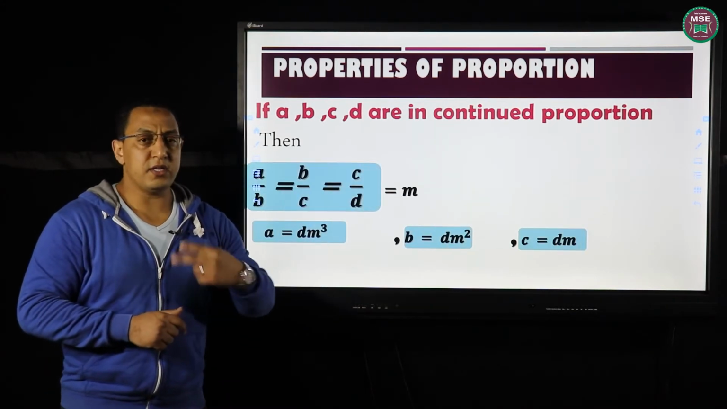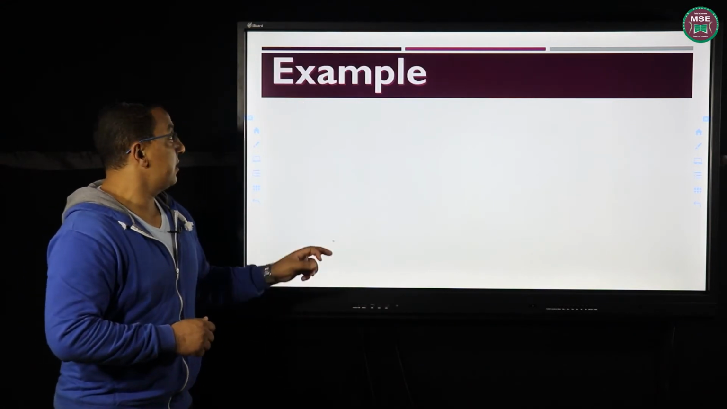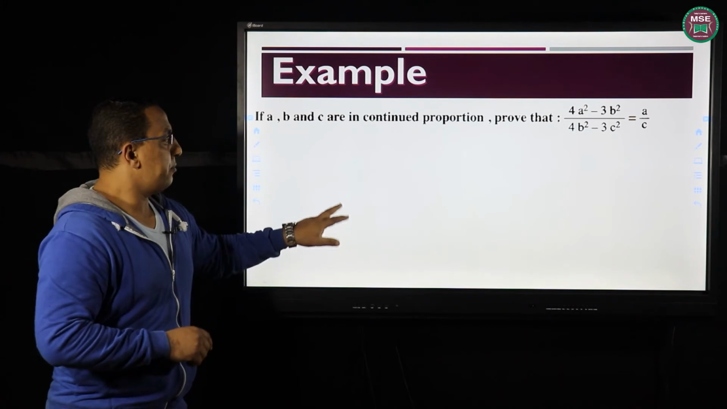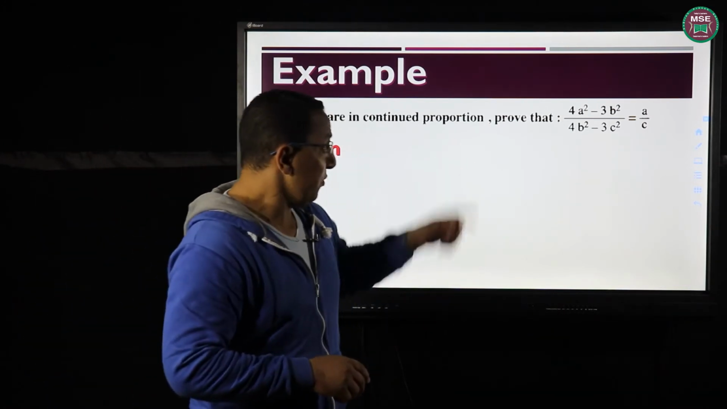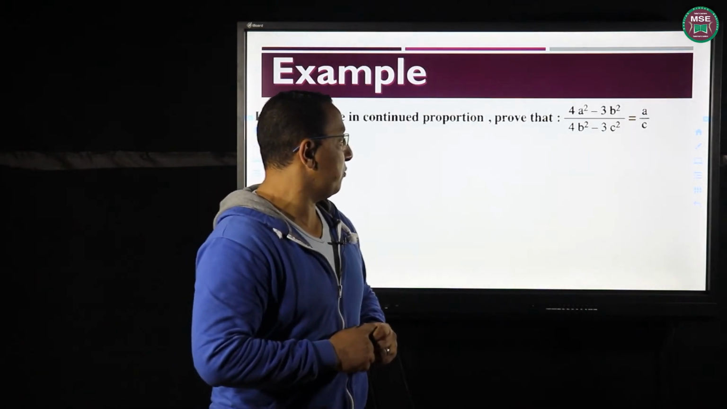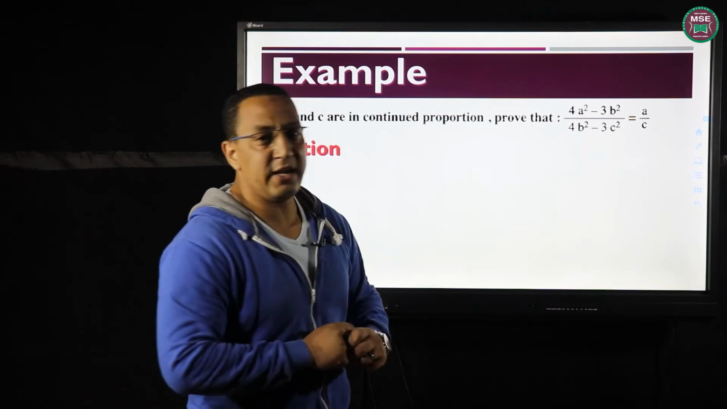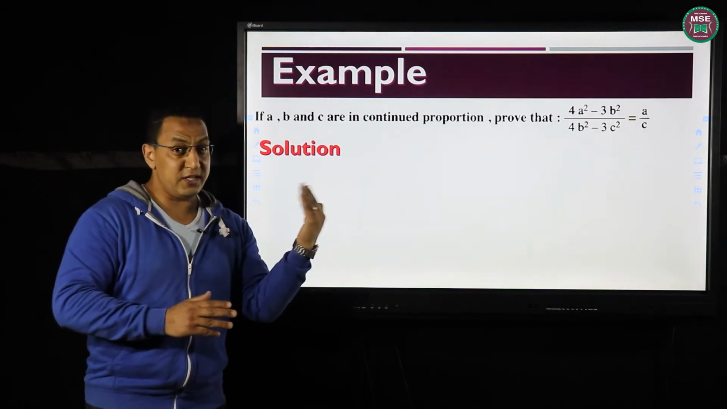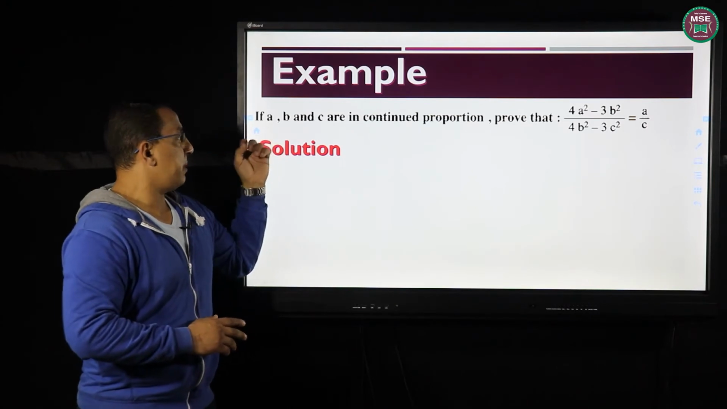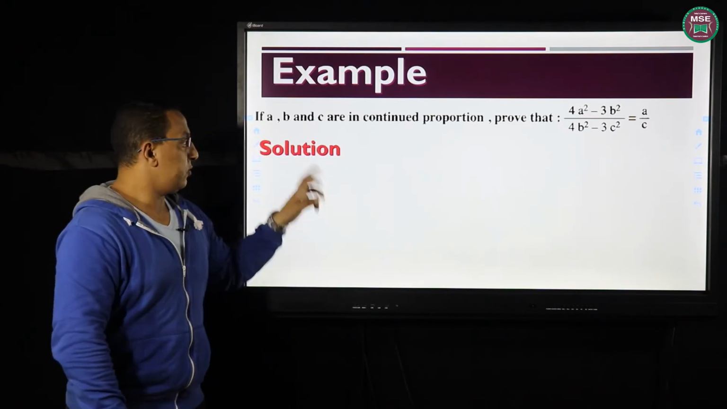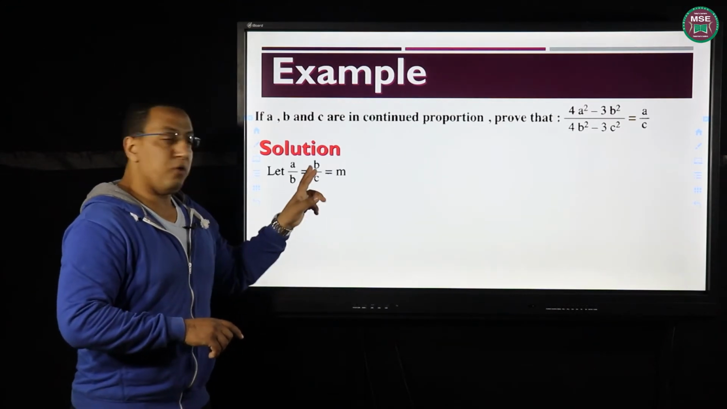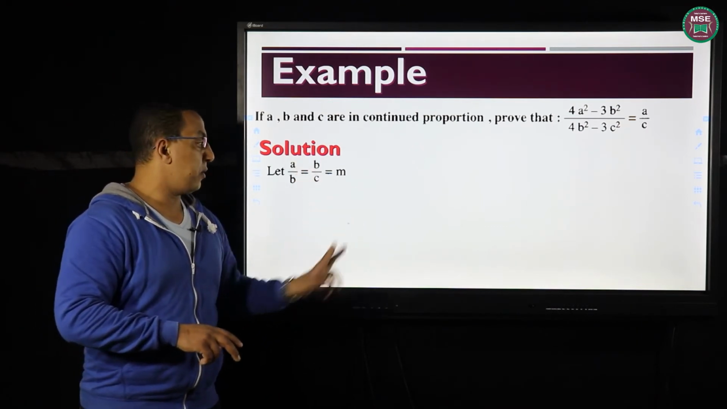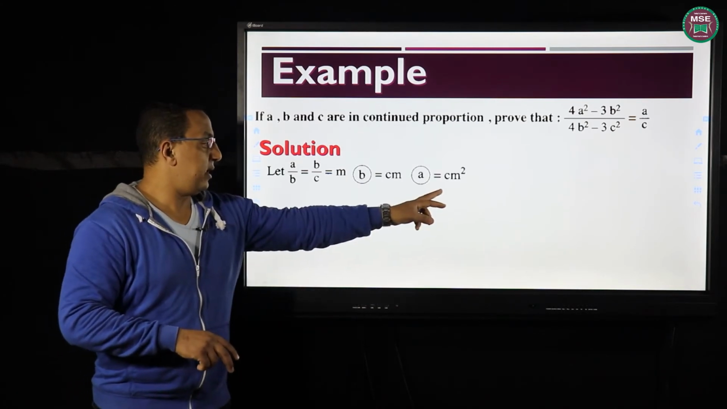Okay, now let's study another example using these properties. If A, B, and C are in continued proportion, then prove that 4A power of 2 minus 3B power of 2 over 4B power of 2 minus 3C power of 2 equals A over C. We divide the operation into two sides, the left side and the right side. First, I'm going to put A, B, and C in the form of a proportion: A over B equals B over C equals M. So B equals CM, and A equals CM to the power of 2.